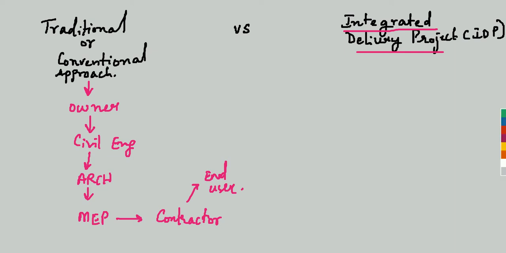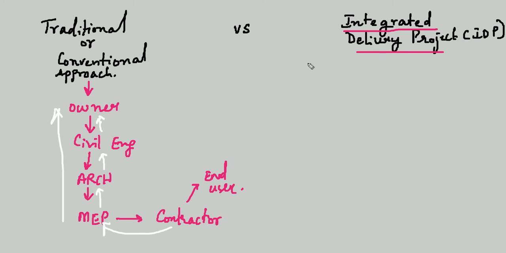Okay, in this class, just look at this: there is only one directional communication, isn't it? The end user talks to the contractor, the contractor to the MEP, and then the MEP to the architect, and then civil, and then the owner, isn't it?